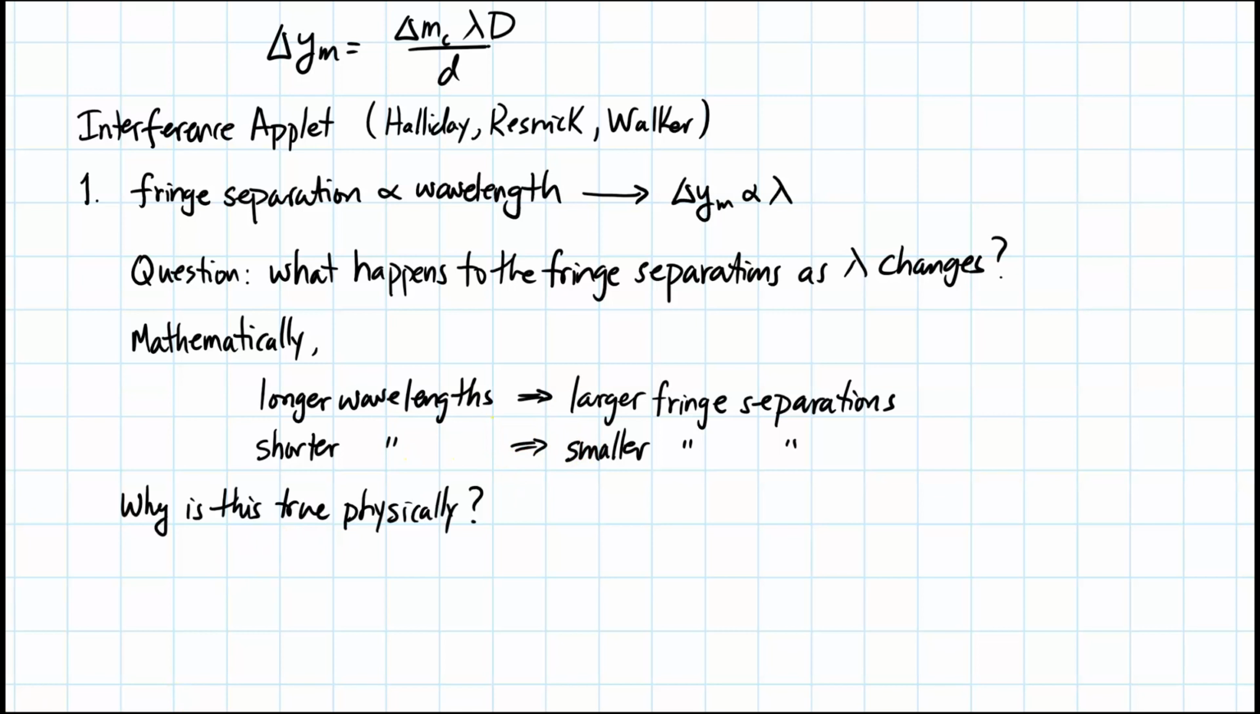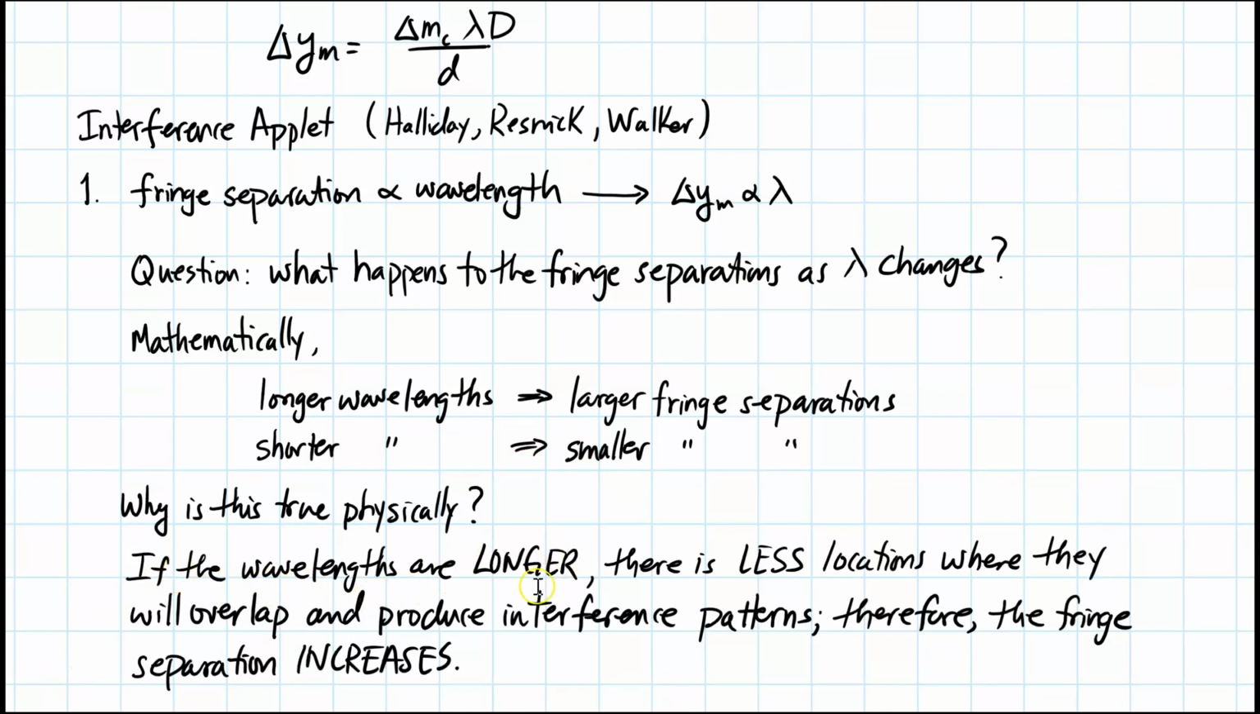Why is this true physically? If the wavelengths are longer, there are fewer locations where they will overlap and produce interference patterns. Therefore, the fringe separation increases. On the other hand, if the wavelengths are shorter, there are more locations, and if there are more locations, then the separation has to decrease. Let's go see this in the applet.